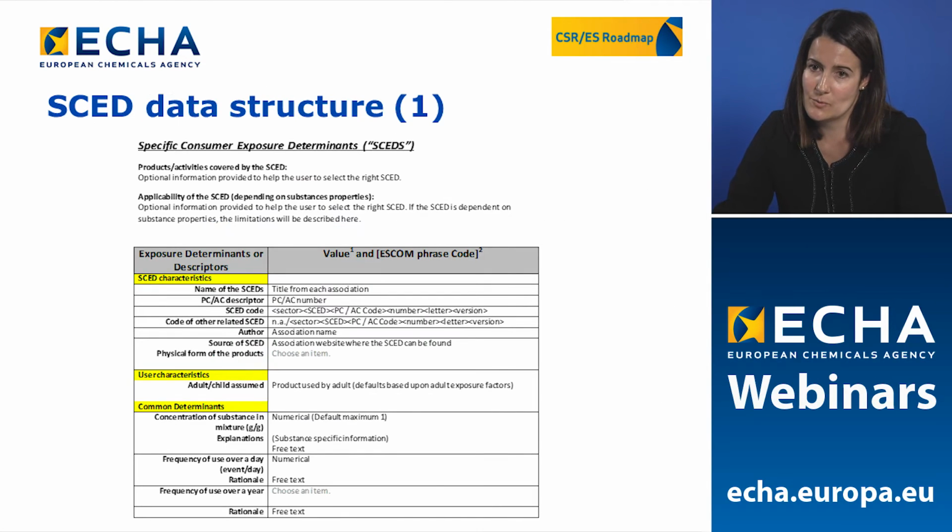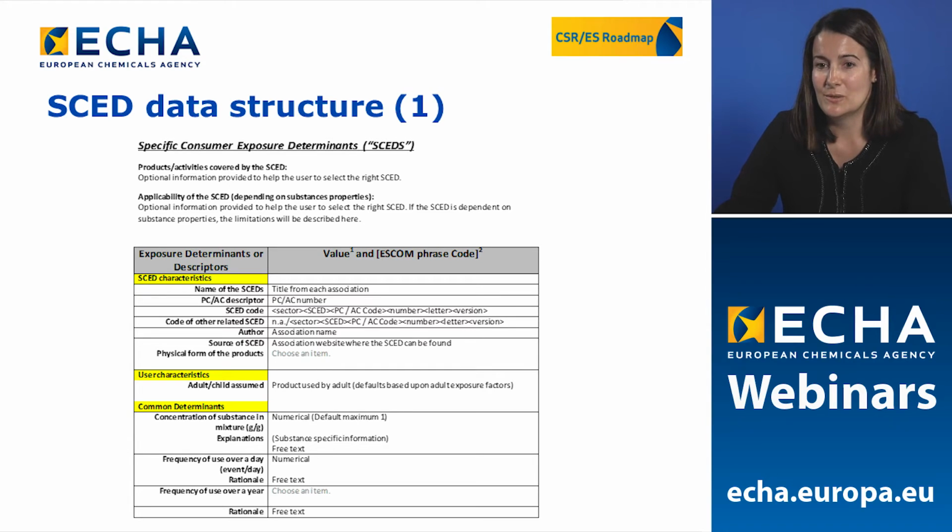What will we find in a SCED? When you look at the SCED, the first part is the SCED characteristics. It's what characterizes the SCEDs in terms of title, the sector association that has generated it, or which kind of products are described in this particular SCED. Then you will find common determinants that are typically used as input to consumer exposure assessments, such as how frequent the use takes place or the concentration of the substance in the product.